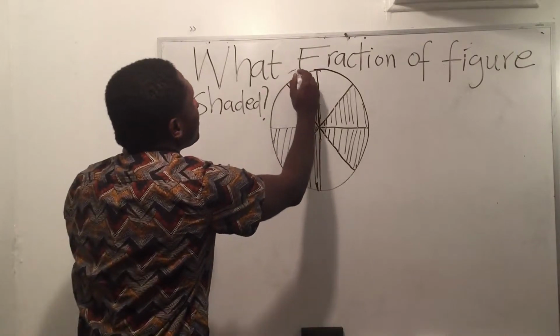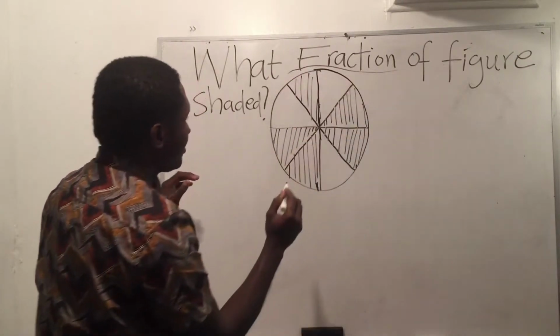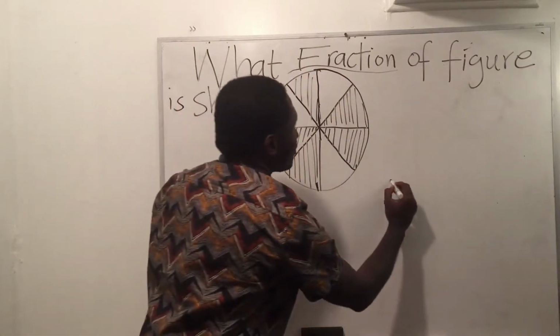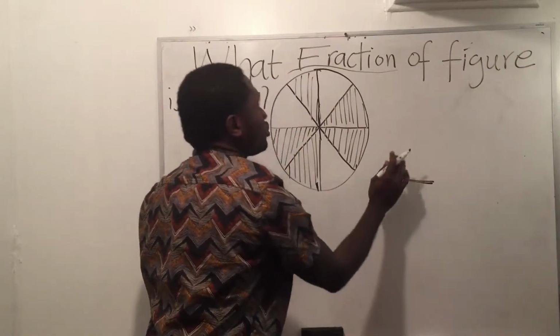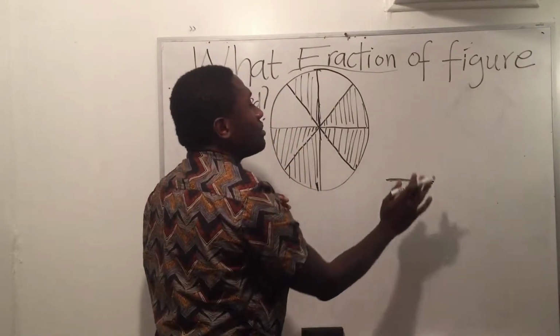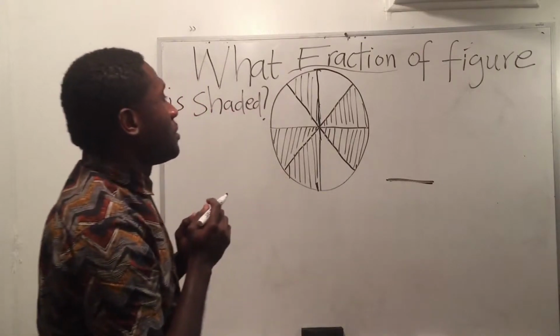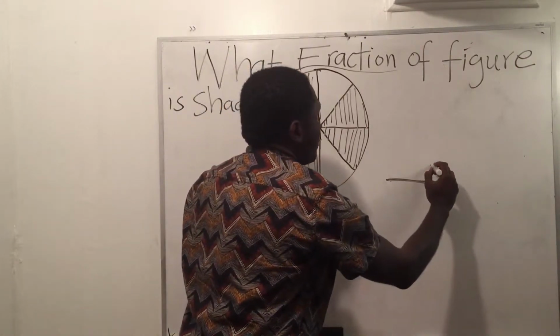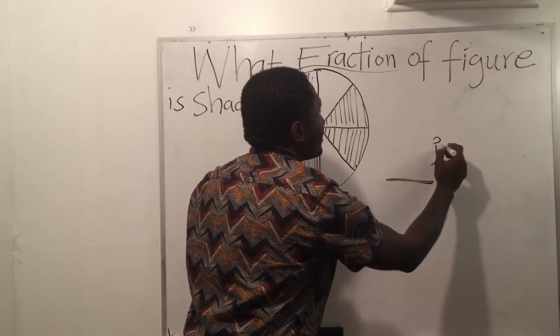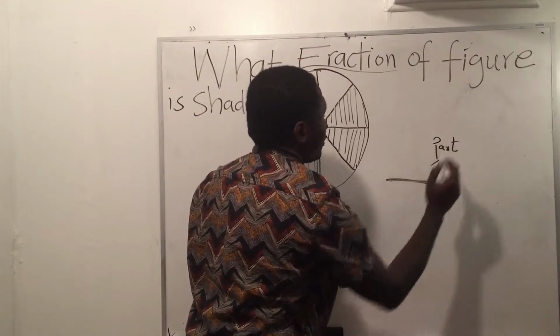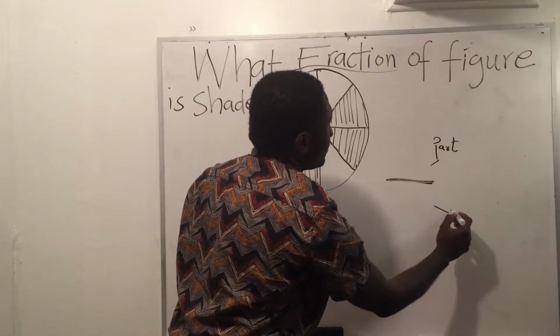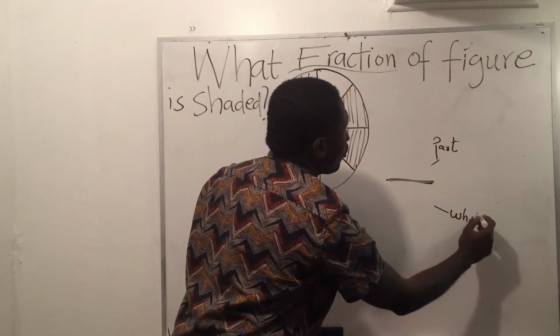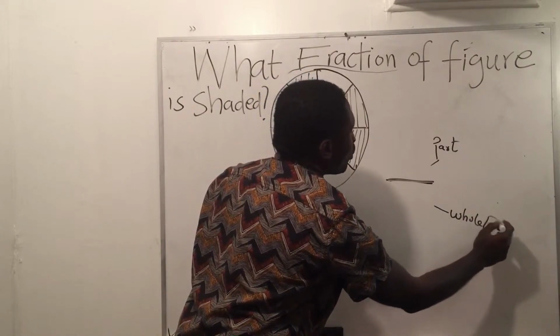And when we talk about fractions, I know a fraction looks like this. There should be a number at the top, and there should be a number at the bottom. And always, the number that goes to the top is the part, and the number at the bottom is the whole or the total, right?